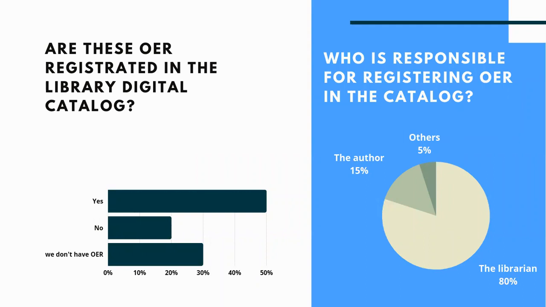When asked about the management of the OER in their library, we noticed that only 50% of the responders said that the open educational resources are registered in the library digital catalog. 30% said that they don't have any open educational resources, and 20% of them said they don't register the open educational resources that they have in the catalog. The responsibility of doing such a thing is mostly in the hands of the librarian, but a short part of them said that the author is responsible for registering the OER in the catalog.